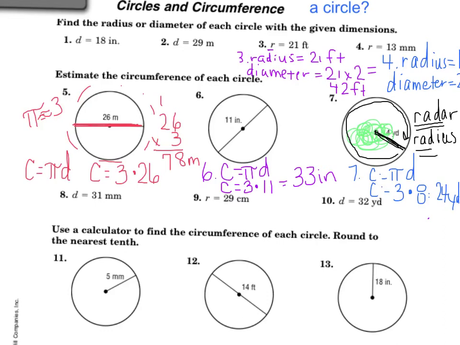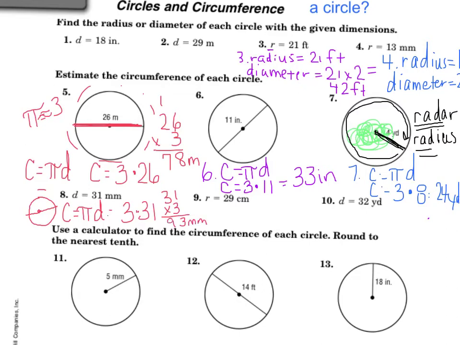Okay, on number 8, they do not give us a picture. So what are we going to do? We'll draw one. On number 8 says the diameter is 31 millimeters. The diameter, does that go all the way across or halfway across? It's all the way across. So let's find out how far it is all the way around. Circumference equals pi times diameter. So that's pi, which we're using 3, times 31. Okay, 31 times 3 is 93 millimeters.